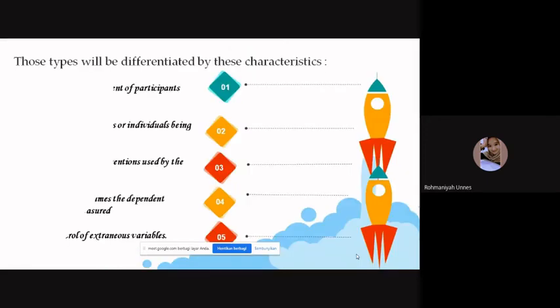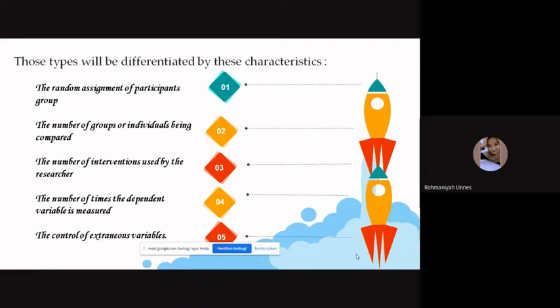Those types will be differentiated by these characteristics. First is the random assignment of participants to groups. Second is the number of groups or individuals being compared. The third is the number of interventions used by the researcher. And the fourth is the number of times the dependent variable is measured. And the last is the control of extraneous variables.